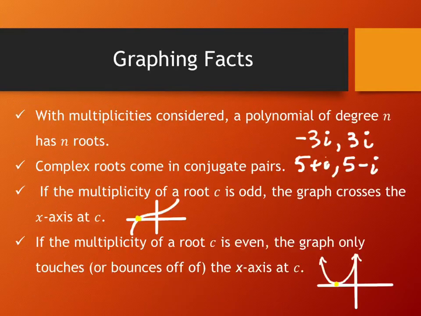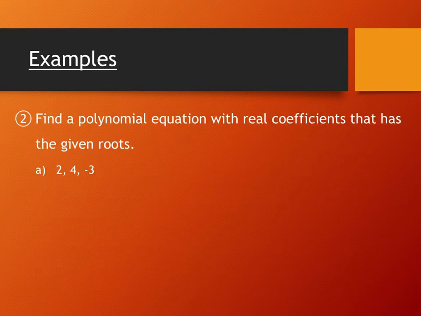Okay? So over here, we're told that these are our given roots, or zeros. So that means x is equal to 2, x is equal to 4, and x is equal to negative 3. That's what we're told.